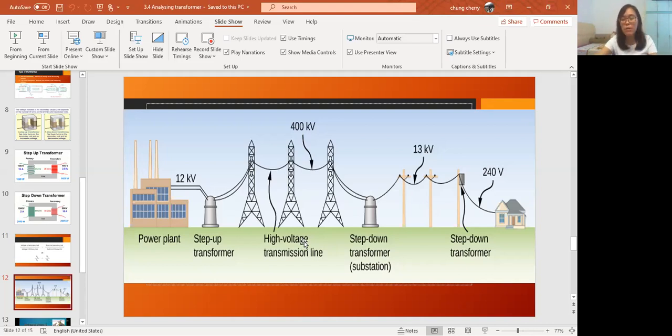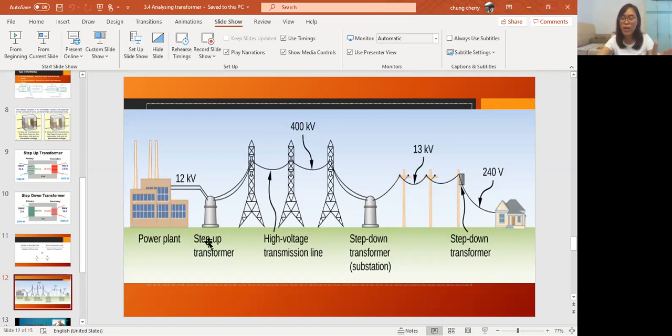Then before it reaches our household use, as you know, most of our household power supply needs 220 volt. If you were to see the transmission line here, it is very high voltage, so it will damage our household devices, for example our light and kettle and so forth. So we need something to reduce the voltage back for our household use. That's why we use a step down transformer.